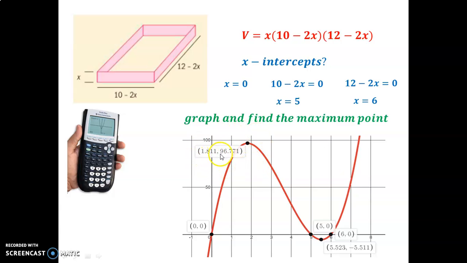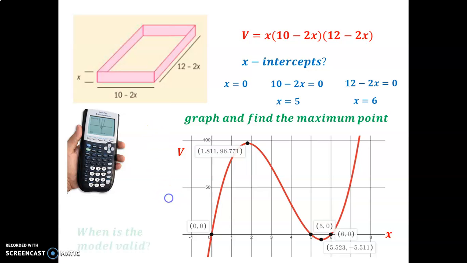All right, let's check. So here's the graph, and when you looked for the maximum, hopefully you found this point right here, 1.811 and 96.771. What do those two numbers represent? Well, this is our x value in terms of our box, and this is our y-axis, which in this case is V, so that's the volume. So this represents the maximum volume of 96.7 when x is 1.811. So when those little squares that were cut out from the corners are 1.8 by 1.8, that will give us our maximum volume for this box.